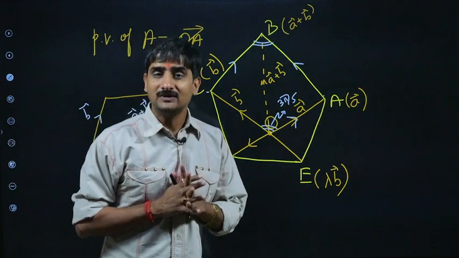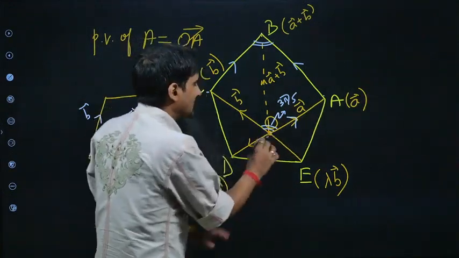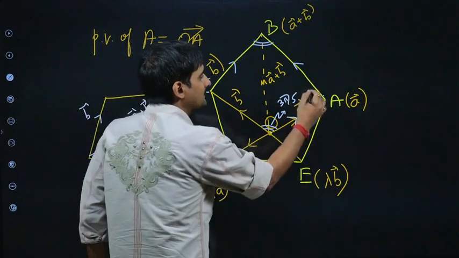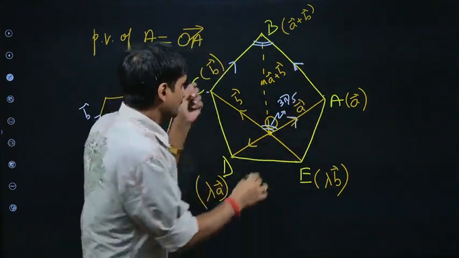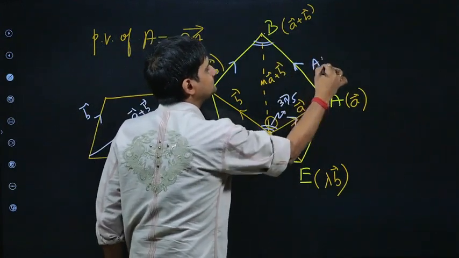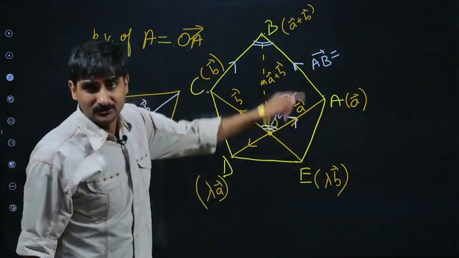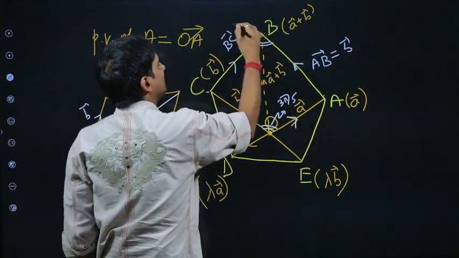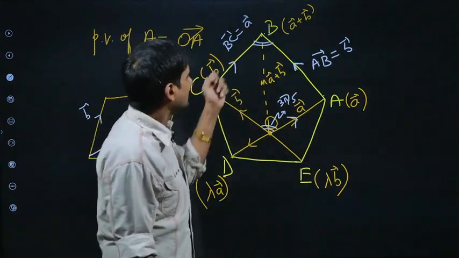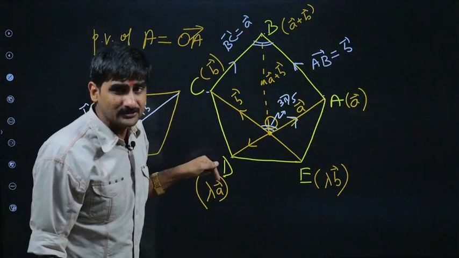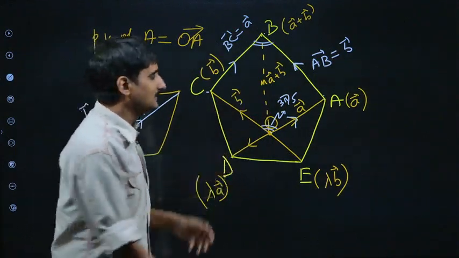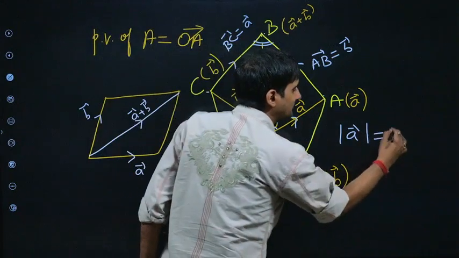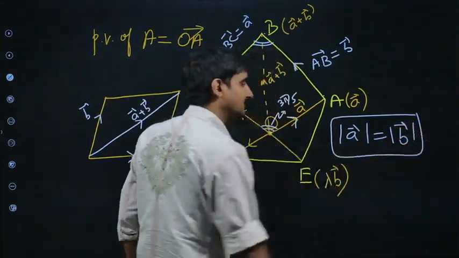So we got the angle between vector A and vector B. Now join AB. The AB vector is the position vector of B minus the position vector of A, and this is nothing but BC. Of course, the sign, plus or minus, doesn't make any difference, because I am going to use the magnitude. Since it's a regular pentagon, all the sides are of equal length, so the magnitude of A is equal to the magnitude of B.